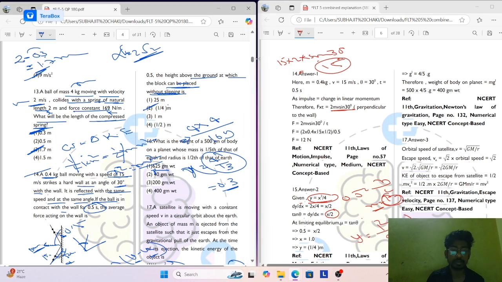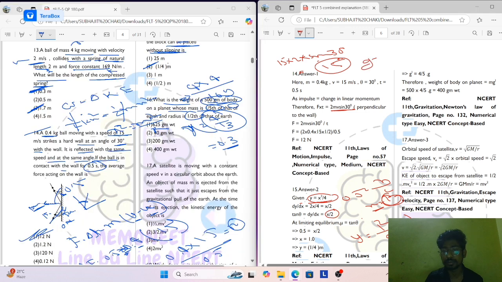What is the weight of the 500-gram body on a planet whose mass is 1 by 5th of that of Earth and radius is 1 by half of that of Earth? First of all, if you want to calculate weight, you have to calculate the change in the gravity. So g is equal to gm by r square. So m by r square will be at work here.